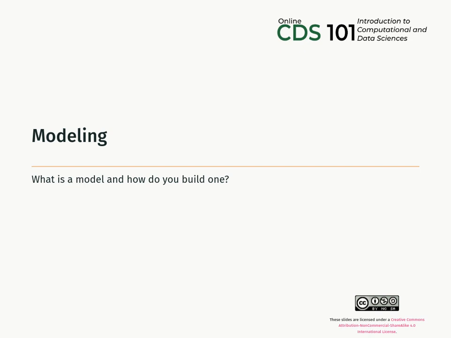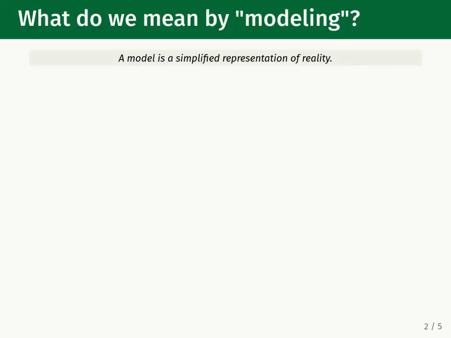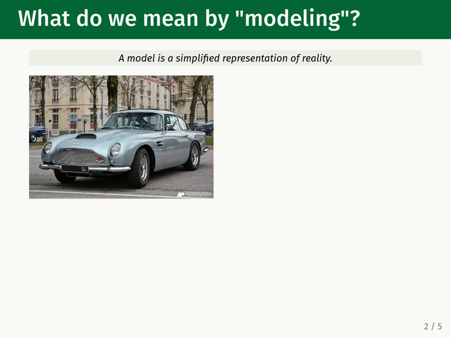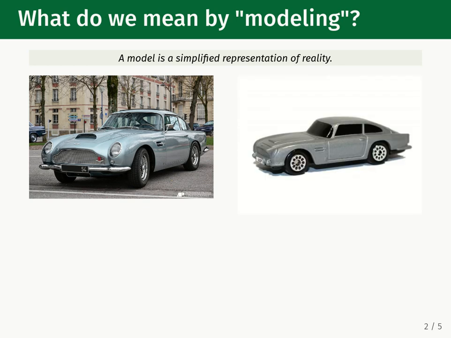In the videos for this module, we'll be talking about modeling. Your first question might be, what do you mean by modeling and models? Well, the real world is big and messy and complicated. Let's take this classic Aston Martin, for example. It has hundreds, if not thousands, of moving parts. It's big, and of course it's very expensive. But we can create a model of this car, as you see on the right.